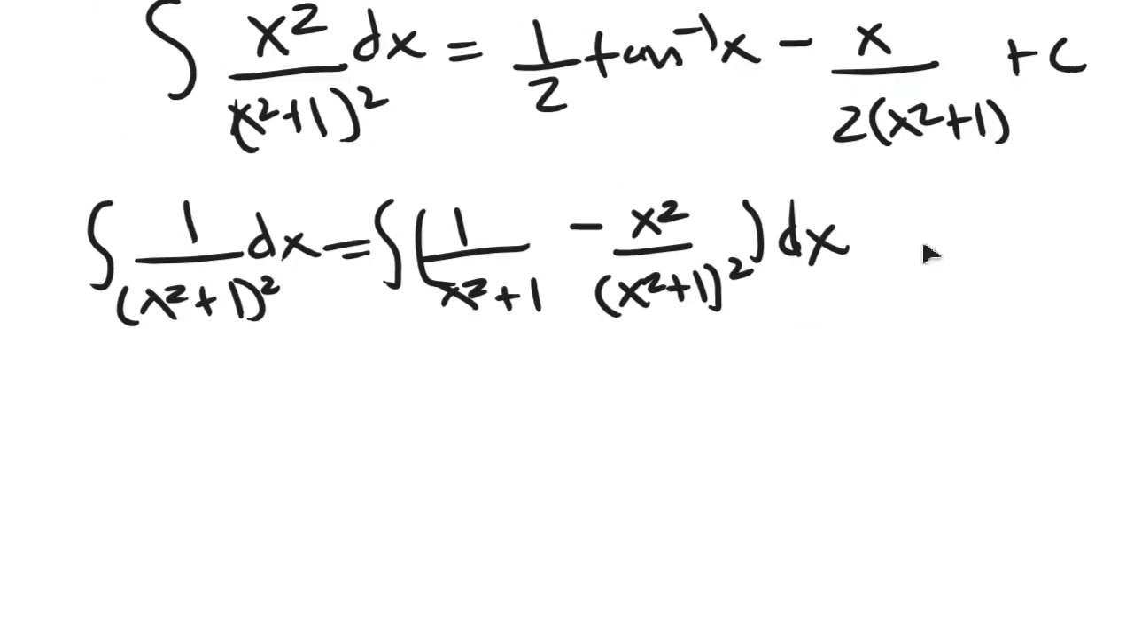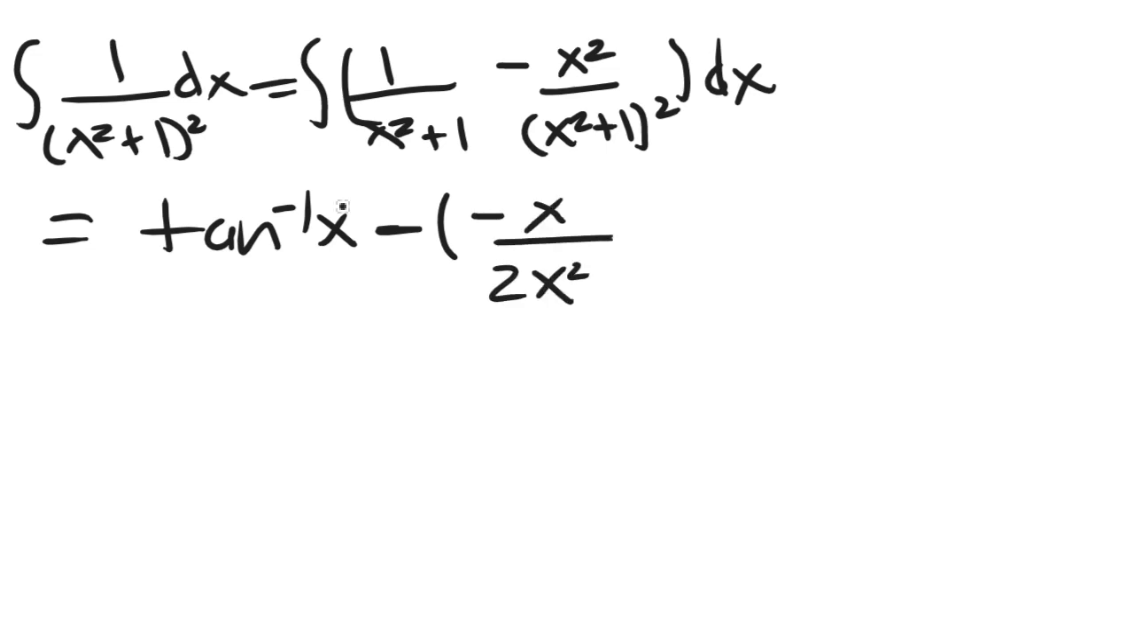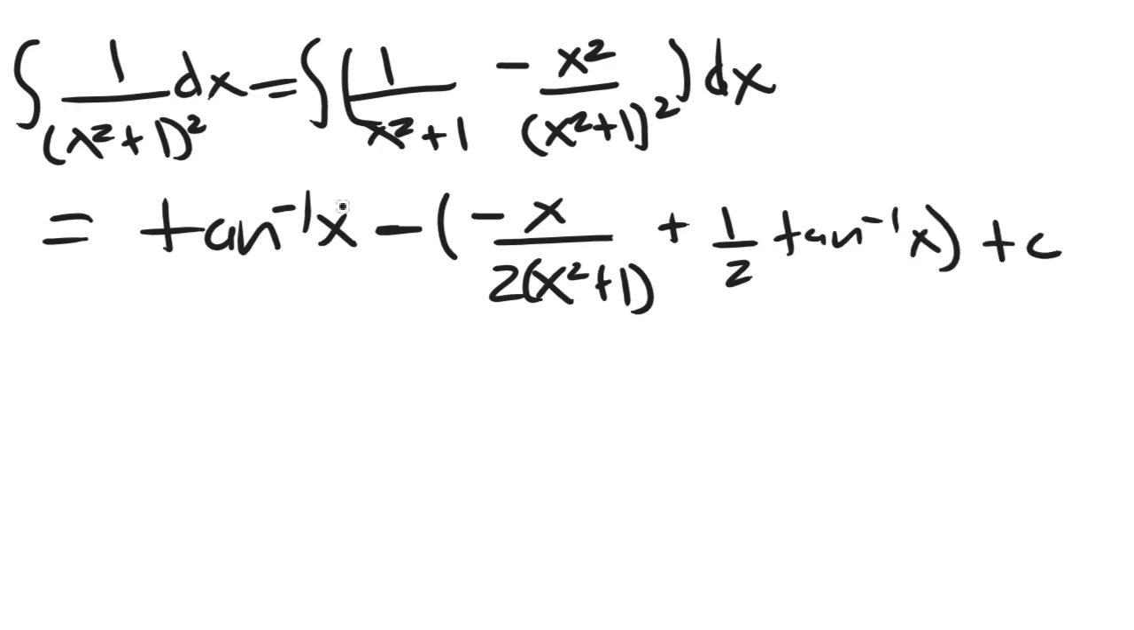So essentially, this answer tells us that the first integral is tangent inverse of x minus the answer that we got from the very beginning, which was negative x over 2 times (x squared plus 1). You could put some parentheses around there. And then that was going to be plus 1/2 arctangent, inverse of x, and then plus c.